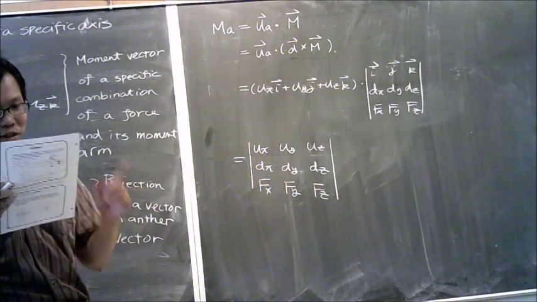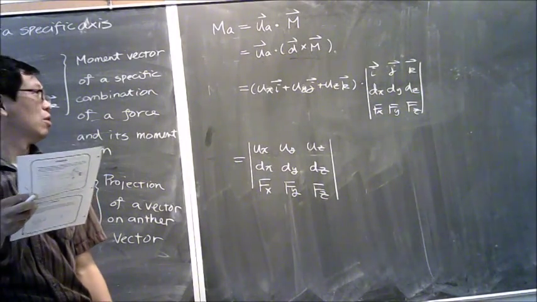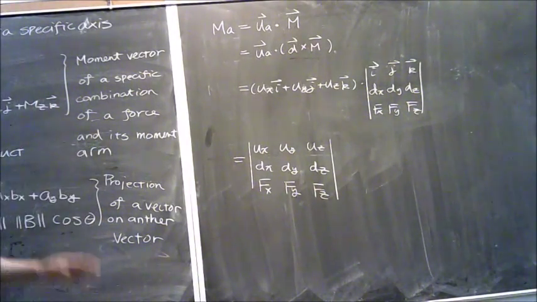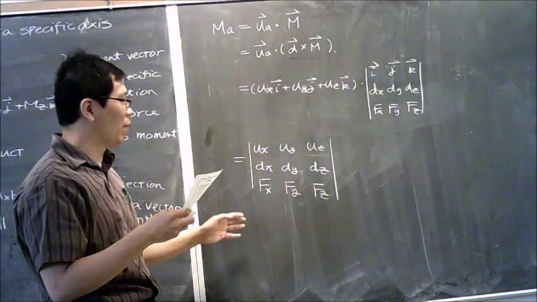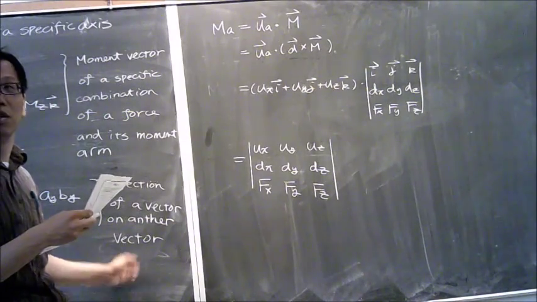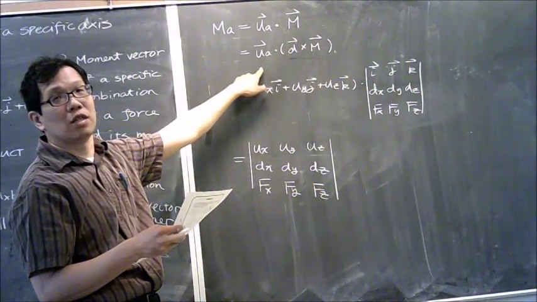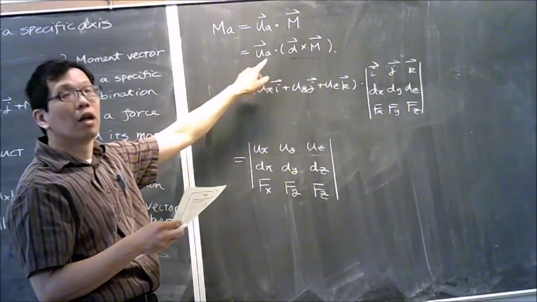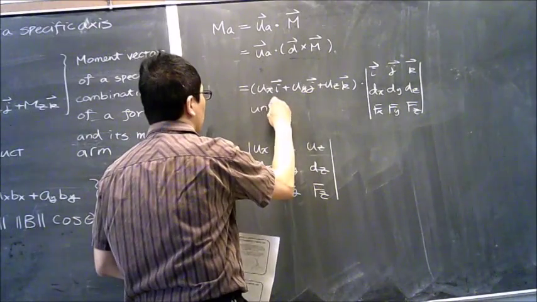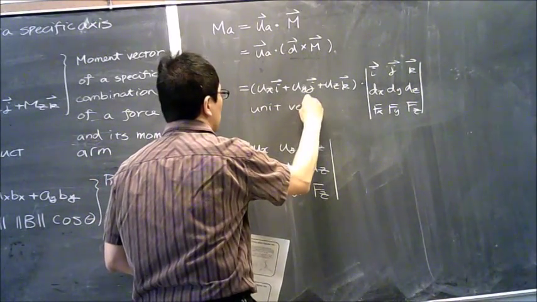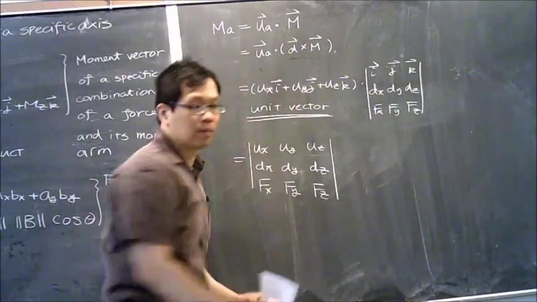Okay. However, there is one thing you need to know, which is not specified over here. I'm saying I need to know the direction, the magnitude along this direction. So in other words, u over here is not a random position vector. This one must be a unit vector. Okay?